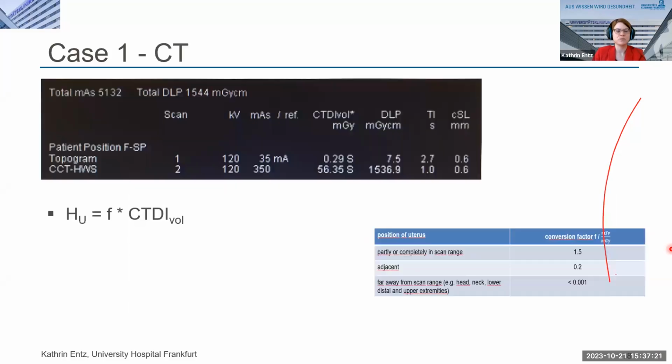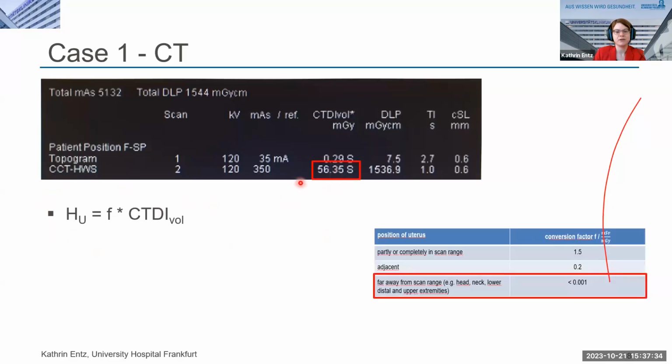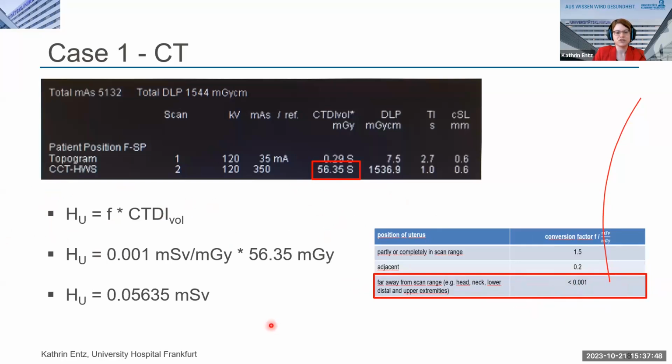So for the dose estimation, we start with the CT scan. We did a scan of the head and the cervical spine. It was done in one scan, and you would take here your simple formula, take the CTDI value. You know that it's far away from the scan range because it's head and neck. And so you have here your conversion factor, you have your CTDI value, and you just insert it into the formula and you get obviously a very low dose to the uterus. Because the CT scan was so far away from the actual uterus, there won't be a lot of contribution to the uterus dose.